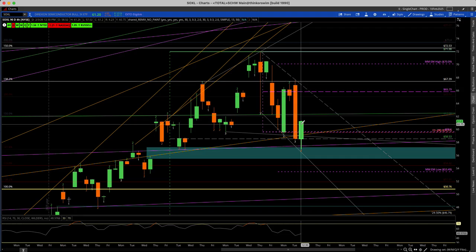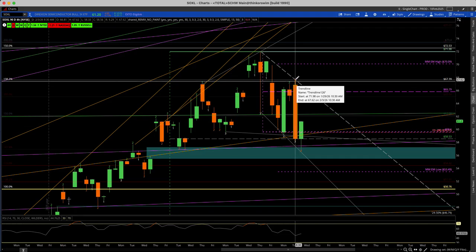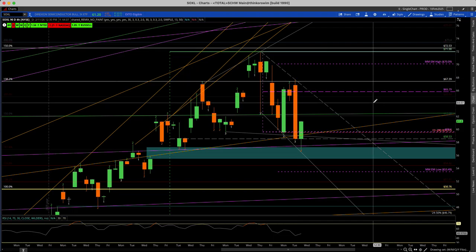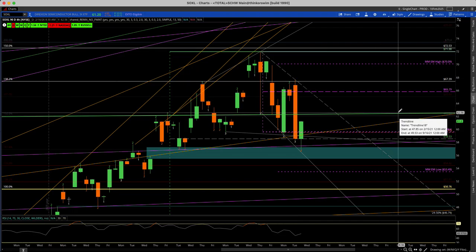So that would take you from 61.26 all the way up to 67.62. So about a $5 move. So a lot of money that can be made in that move. But you do need to keep in mind we are in a 4 hour and a 1 hour downtrend.